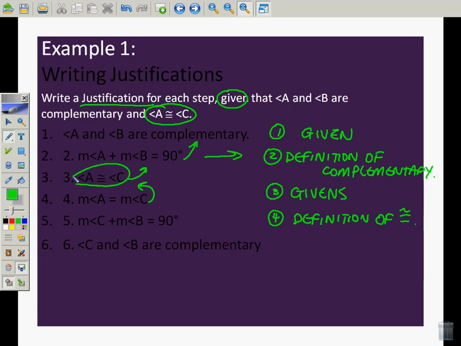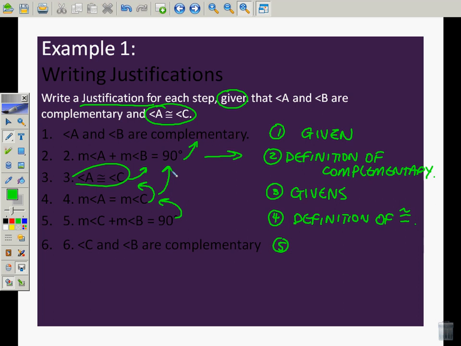Now, step number 5. We look here and we see, how is it related to the previous line? Measure of angle C plus measure of angle B is equal to 90. Why can we say this? Well, let's look back up top. We might have to look back again. I've got measure of angle A plus measure of angle B. Now I'm saying C plus B.